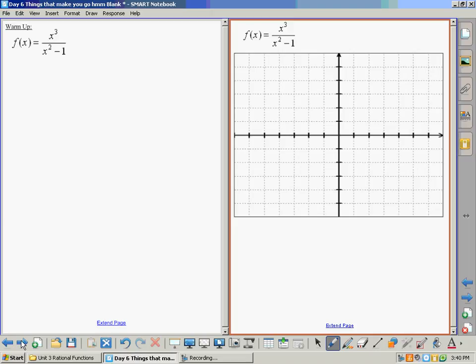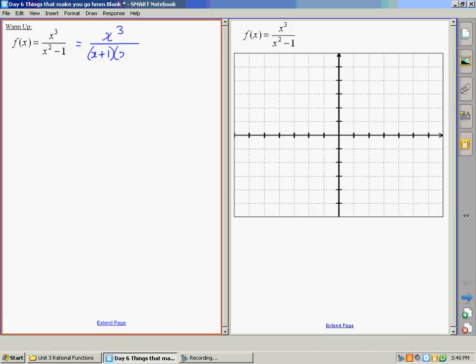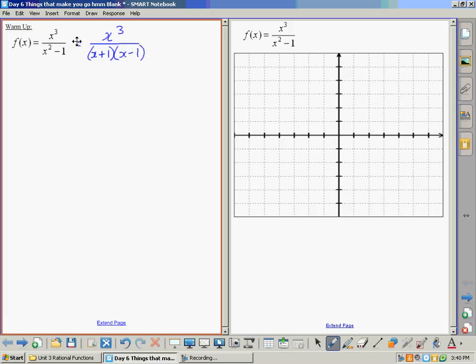So before I go off and find any asymptotes, the best thing to do is to simplify this. So we're going to factor out x cubed on that, and we're going to factor this. This is a difference of squares, so x plus 1 and x minus 1. That'll make it easier to find vertical asymptotes. So there are 2 spots where we can find vertical asymptotes. There'll be one at -1 and one at 1. So we're going to do test points on those right now.